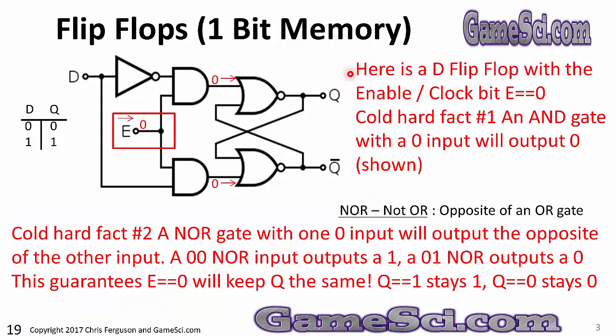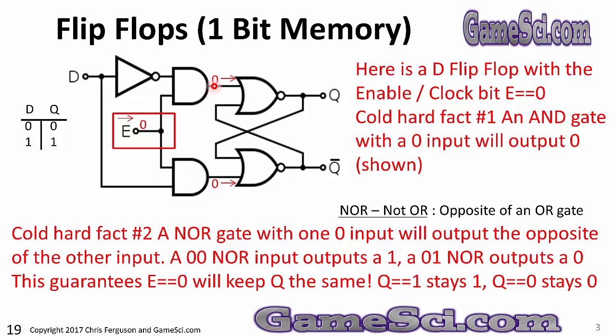Here is a D flip-flop with the enable/clock bit E equal to 0. Cold hard fact number 1. An AND gate with a 0 input will output 0, and that's what's being shown here. All I want you to concentrate on is this 0 for the E input. A 0 fed into this AND gate guarantees a 0 out.